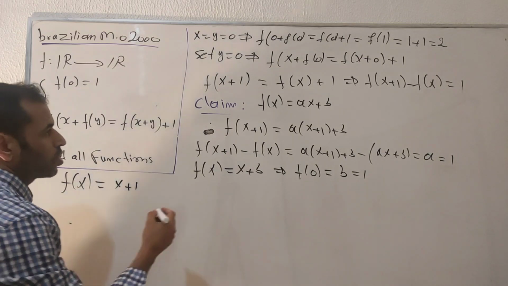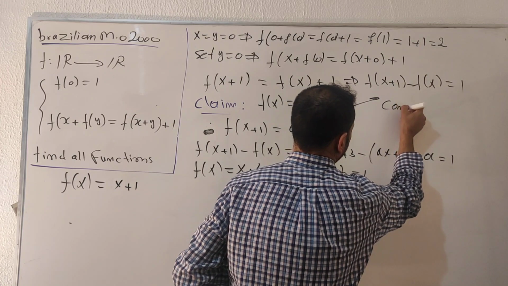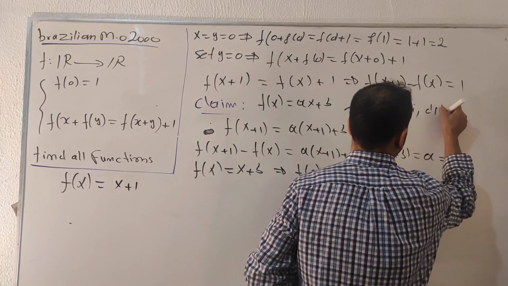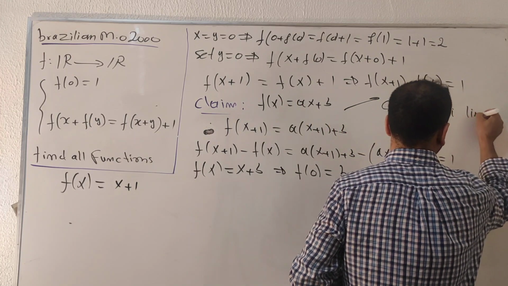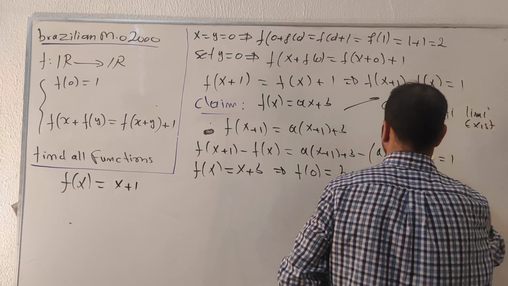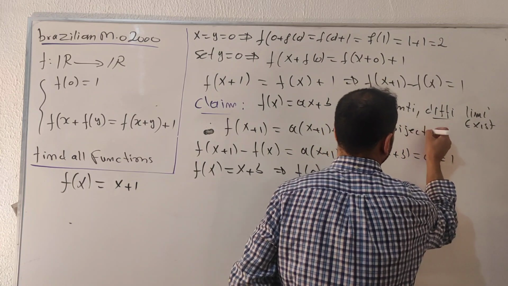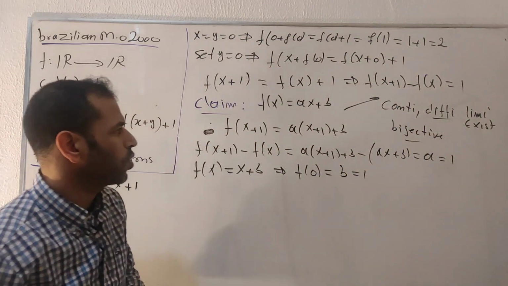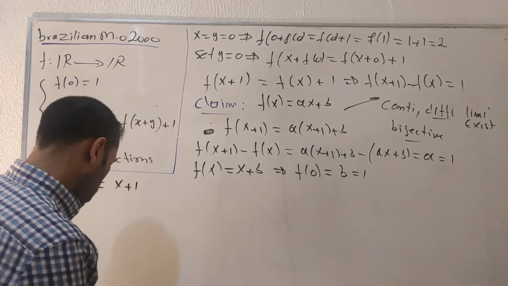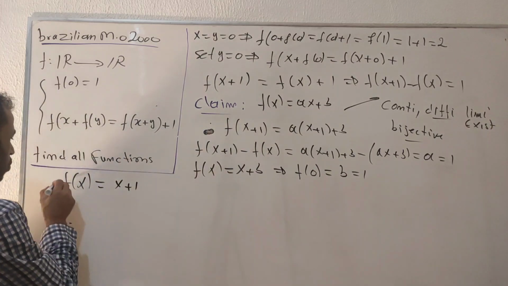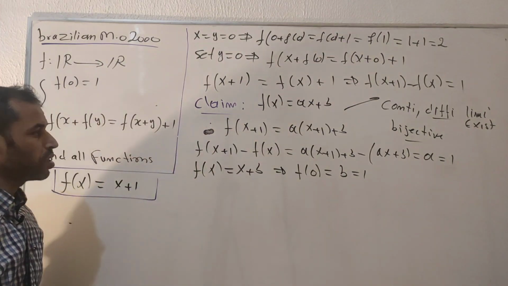Okay. So this function, we already know, is a continuous and differentiable function, and the limit exists. We have no restricted points, and the function is bijective. Okay, this function is clean. This function has no problems at all. Now we found f of x equals x plus 1 as a linear function. Let's do the second method.